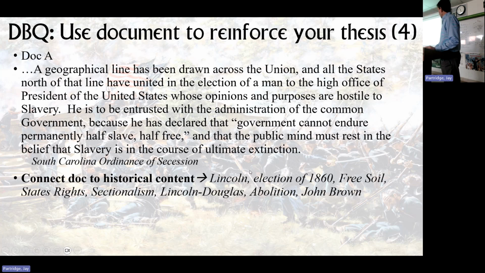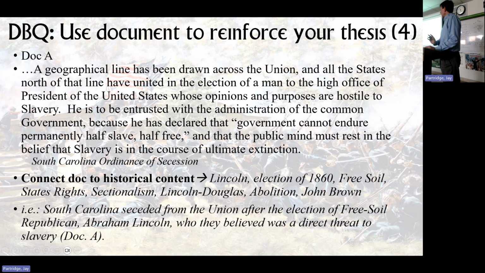So these are historical content. These are things to be on your brainstorm list, like Lincoln, election, all these. Do we know what those are? And that's the sentence. That's how you use it. Can you read it? Everyone read that?